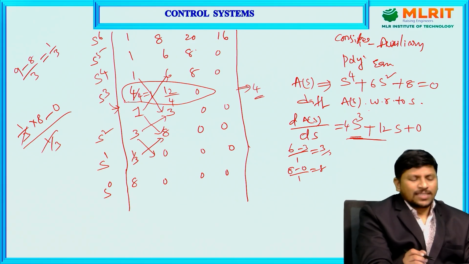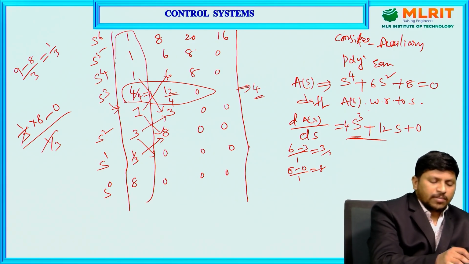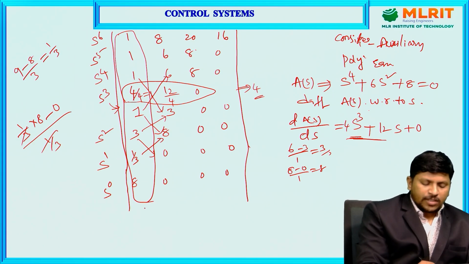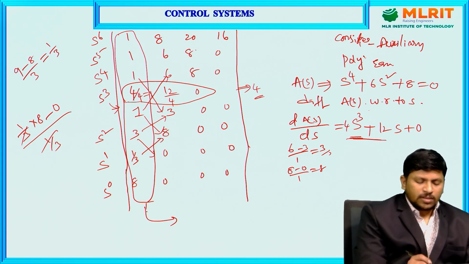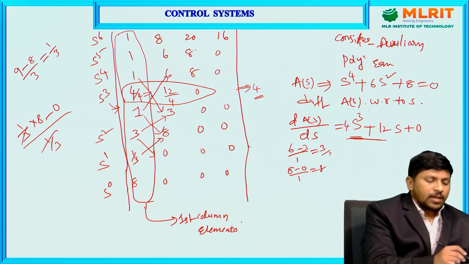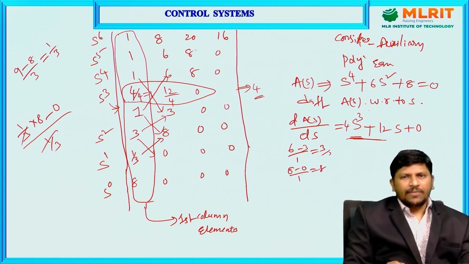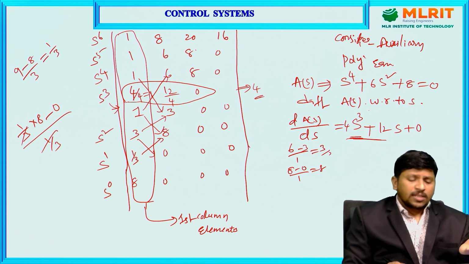Now we observe the first column elements. The first column elements are all positive. There is no sign change. So all the roots are lying on the left half of the S plane, and it is going to be a stable system.